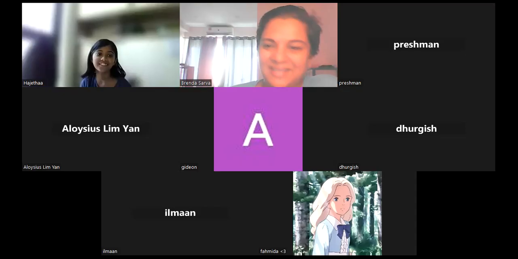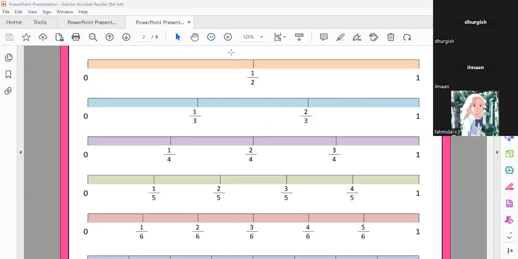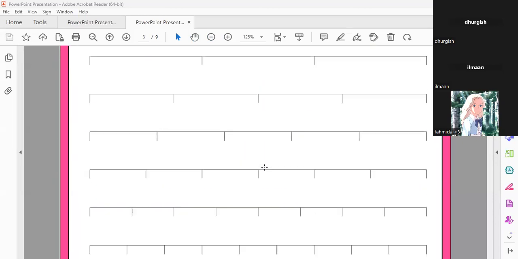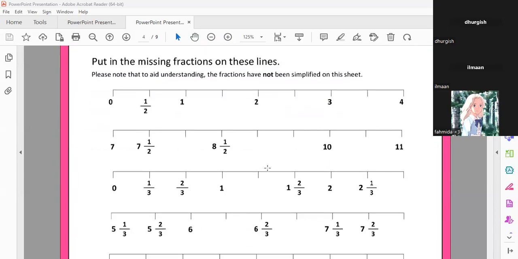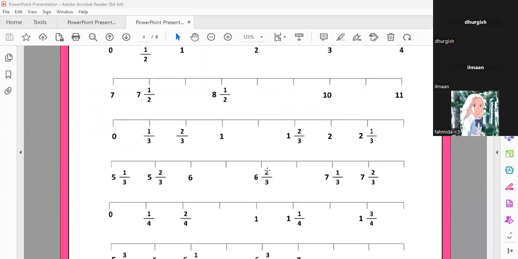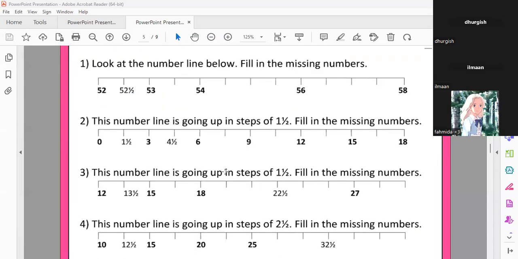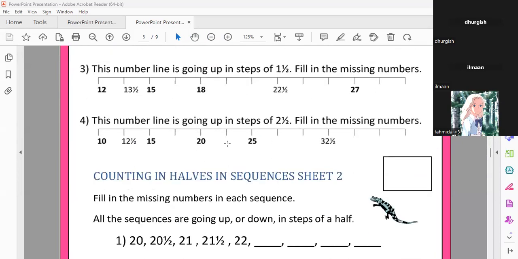All right, guys, let's go back to our module. Can you see, guys? Okay, back to the module now. So we have finished this one already. I believe you know what we are doing now. We have done this already. And then this one, the halves, going up in halves, going up in 1.5. All this is done.